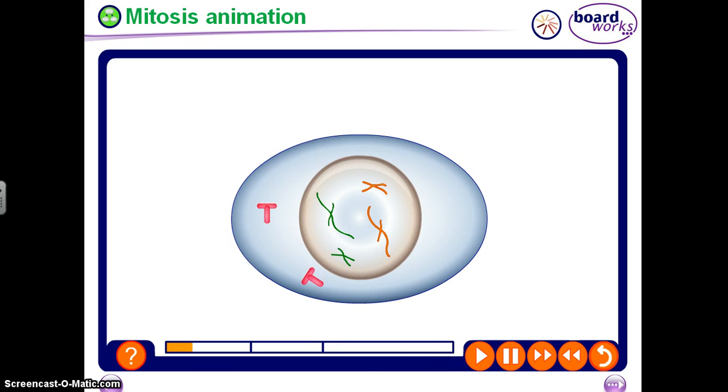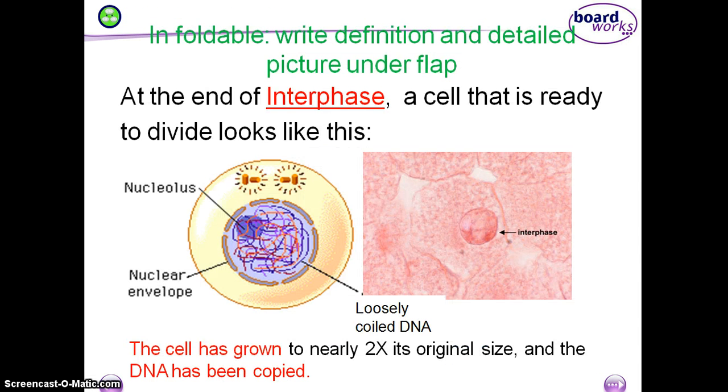Alright, so if you need to watch that again, feel free to do so. Okay. Now, before a cell can actually divide, though, there are certain things it has to do. So you're going to write this in your foldable. On the top flap of your foldable where it says interphase, please write down the definition here, and then draw this picture underneath the flap.